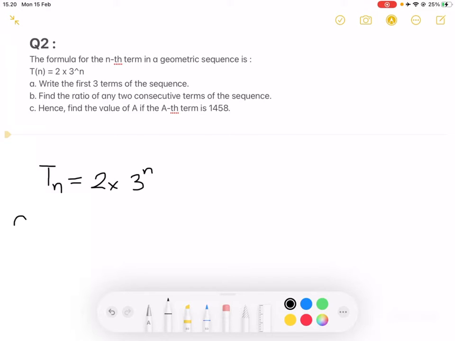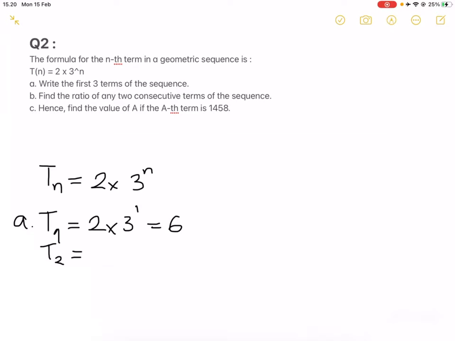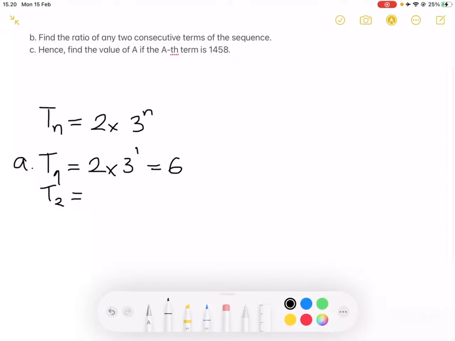So for part A, that is pretty simple. The first term would just be 2 times 3 to the 1, which will be 6. T2 will be 2 times 3 to the 2, this will be 18, and then finally T3 will be just 2 times 3 to the 3, or it will be just 54.